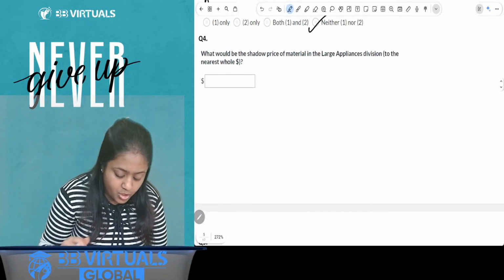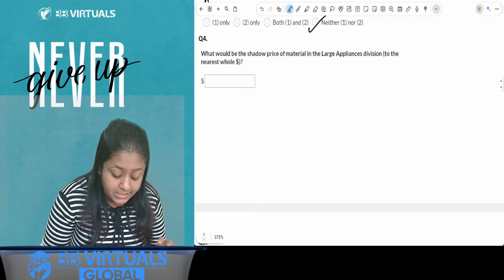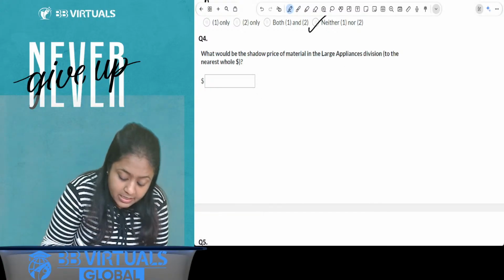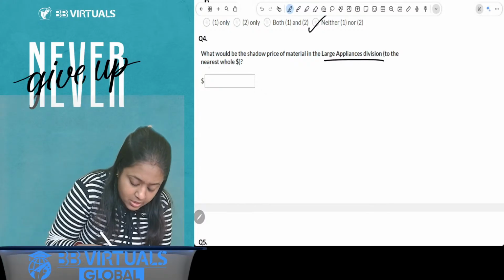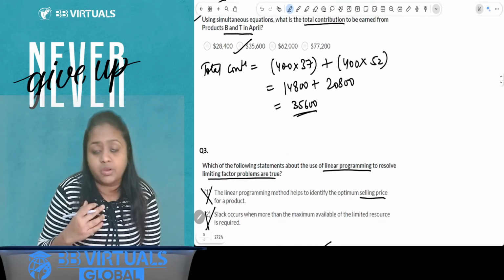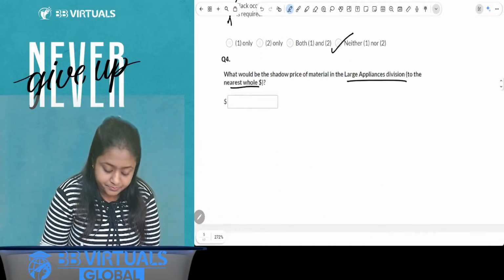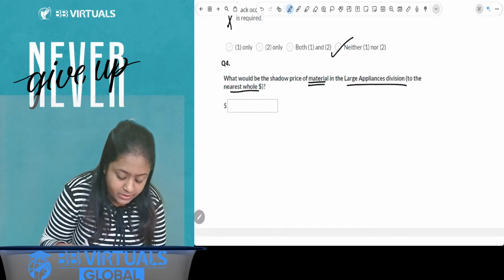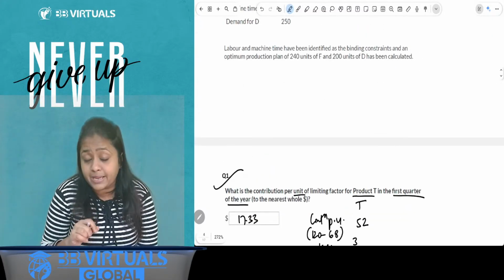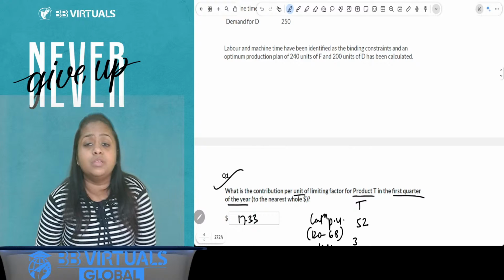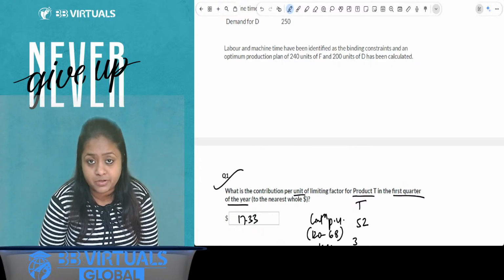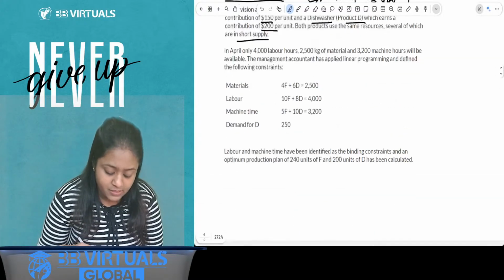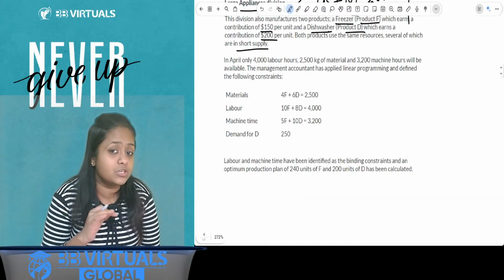Okay, next, what would be the shadow price of material in the large division? So we have to calculate the shadow price of material in the large appliances division nearest to the whole dollar. Shadow price is the amount of extra contribution that will be earned for getting one extra unit of a binding constraint. So we have to see first whether material is a binding constraint or not.